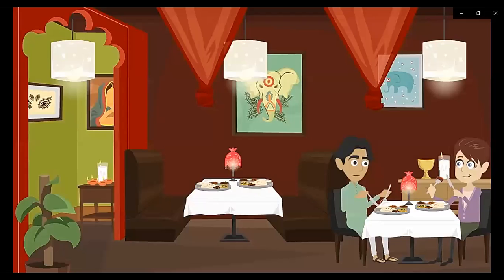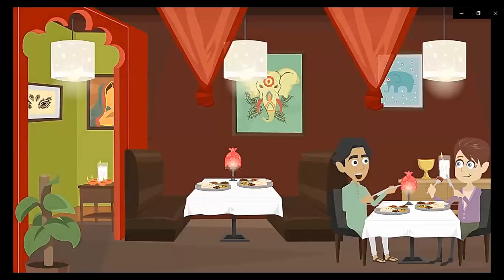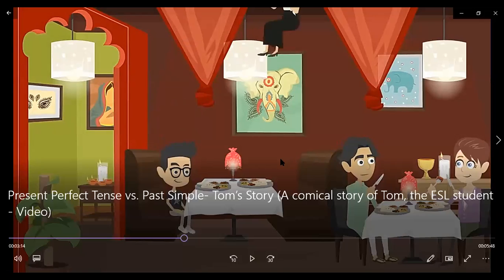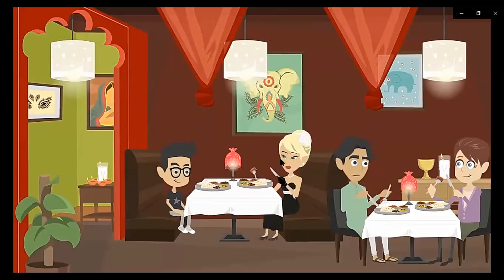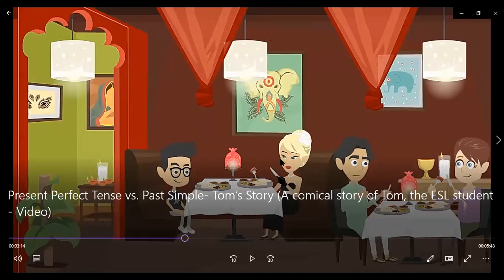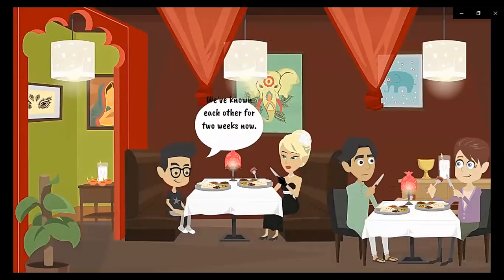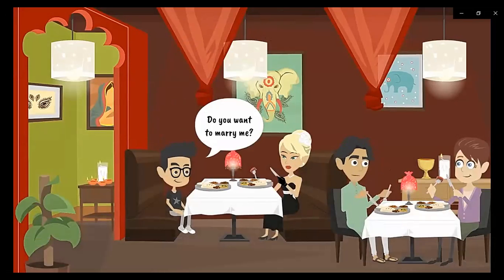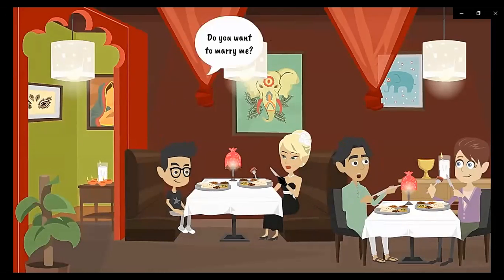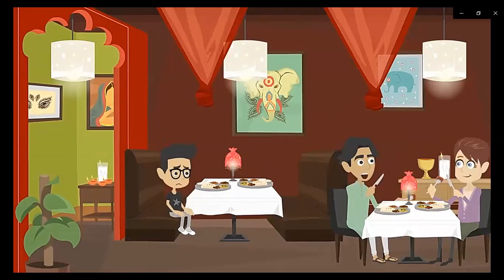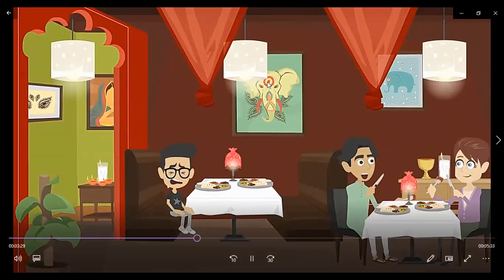And finally, the third function of present perfect simple is talking about unfinished states. Okay, and the last one is unfinished actions. Just remember, we use for with a period of time.